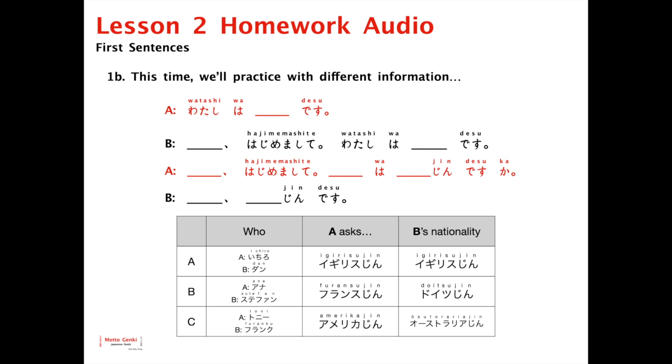Right, so this time I will be A and you can be B. 私はアナです. Stefan, はじめまして. Stefan はフランス人ですか?